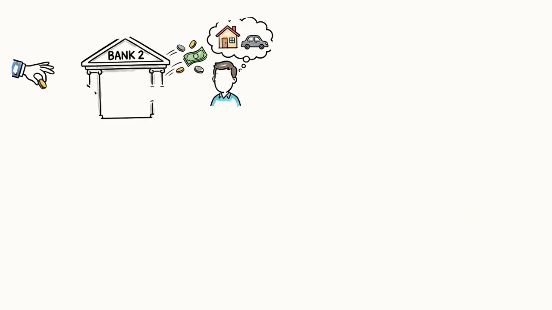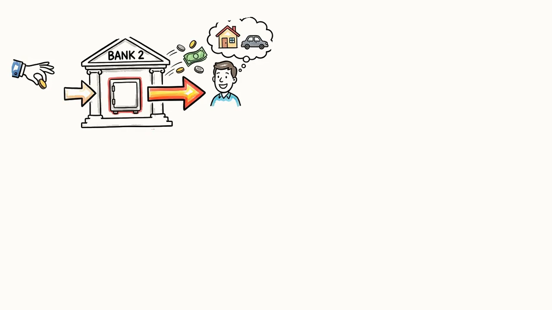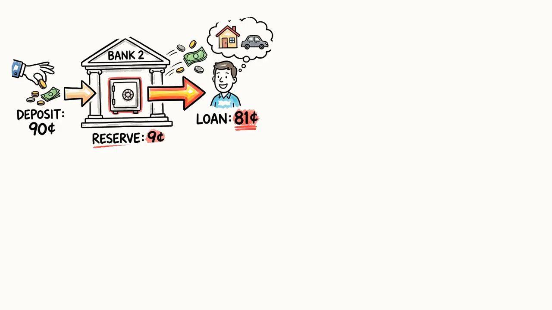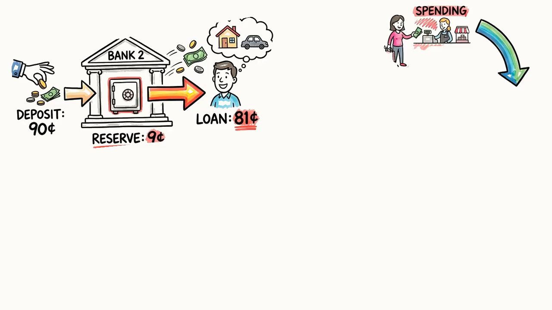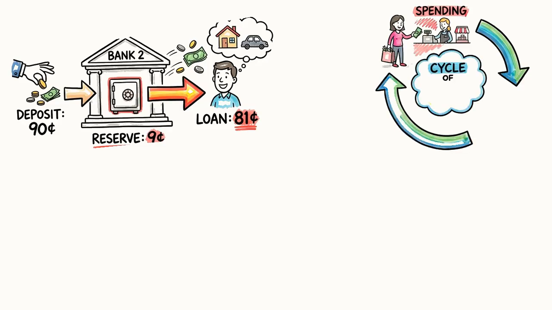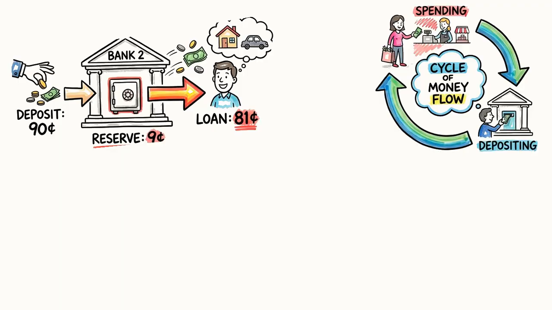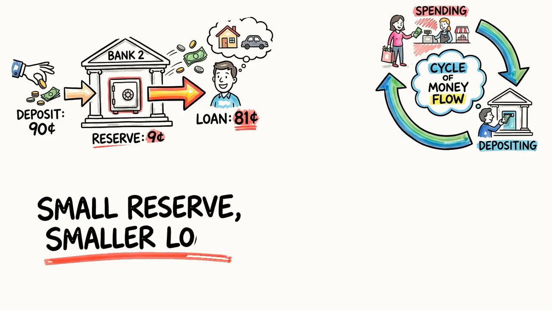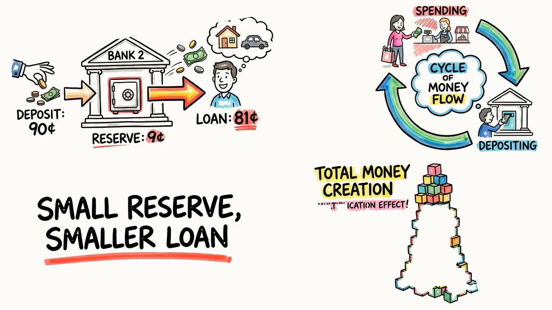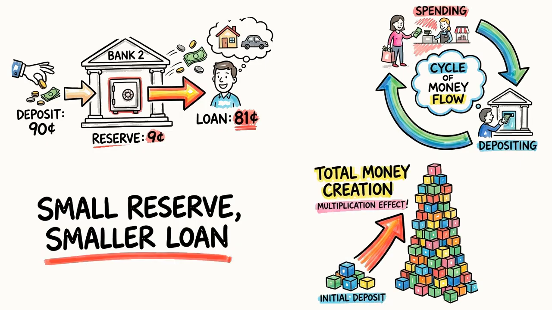Now the process repeats. The second bank receives a 90-cent deposit. It keeps 10%, 9 cents, as reserves, and it lends out the remaining 81 cents. That 81 cents gets spent, and then deposited again. A third bank keeps a small slice, loans the rest, and the chain continues. Each step looks boring on its own. A small reserve kept, a slightly smaller loan made. But when you stack those steps together, something big happens.